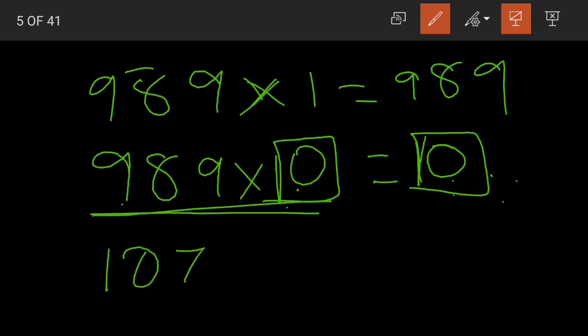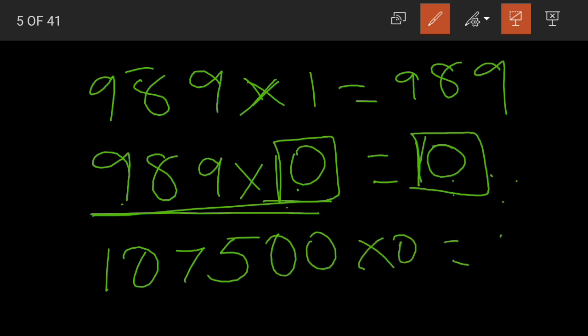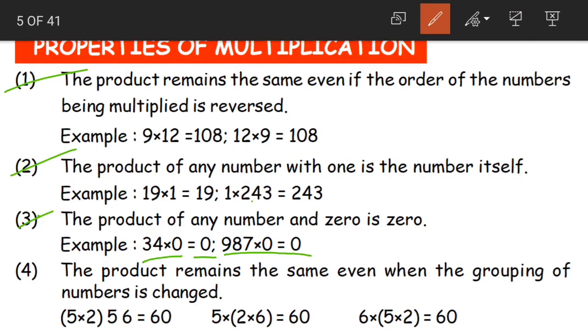Even though it is 1,07,500 into 0, the answer will be 0 only. Yes, so the multiplicand is 0 here, so the product will be 0 only. Now what was that? That was our third property of multiplication. Coming to the last one, the product remains the same even when the grouping of numbers is changed. See, 5 into 2 into 6 is equal to 60.